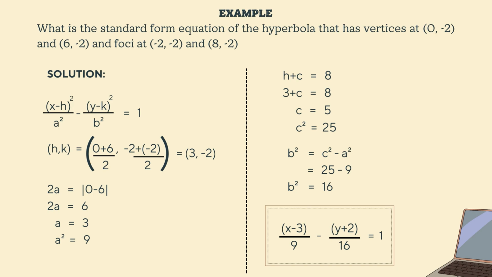Finally, substitute the values found for h, k, a², and b² into the standard form of the equation. For h we have 3, for k we have -2, for a² we have 9, and for b² we have 16. So our equation will now be (x - 3)² over 9 minus (y + 2)² over 16 is equal to 1. So that is our final answer.